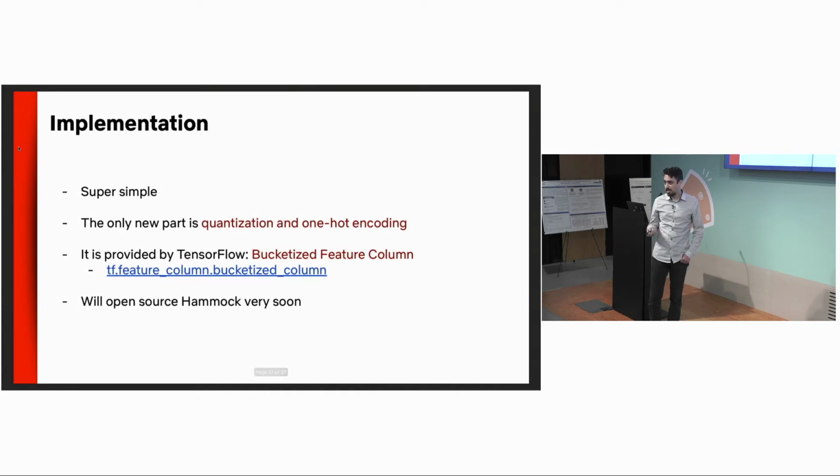And in terms of implementation, if you want to give it a try, it's super simple. If you are already in the TensorFlow environment, it's already provided by TensorFlow. It's called bucketized feature column, which basically you provide a bunch of thresholds, and it will do the quantization for the feature for you. Then you can wrap it inside an indicator column, and you're done.